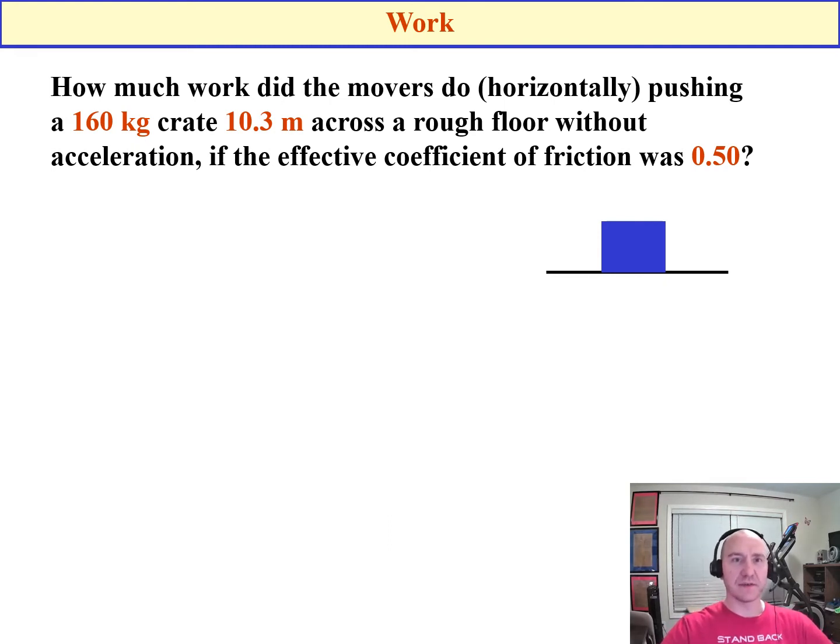So let's figure this out. It says, how much work is done by the movers who are horizontally pushing a 160 kilogram crate 10.3 meters across a rough floor without acceleration if the effective coefficient of friction is 0.1? If we're moving at a constant speed, we're going to look for the force of friction, and the force that they're applying forward is going to balance that force of friction. Go ahead and try this and see if you can figure out what the work being done is here.